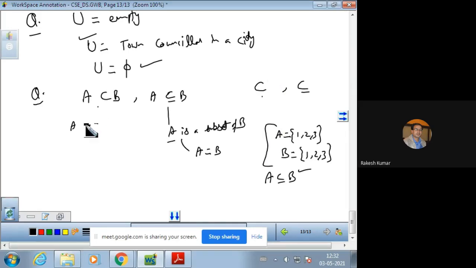This means that A is a proper subset of B. ये इसका meaning है. Means to say that every element of A is belonging to B, no doubt about that. But there is at least one element of B which is not in A. So this is the meaning of a proper subset.